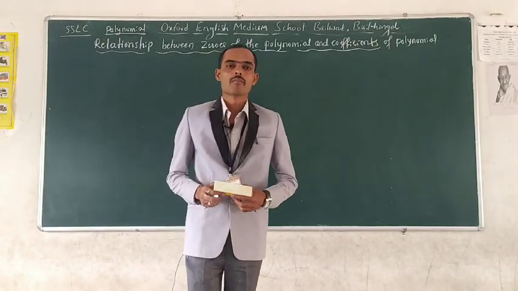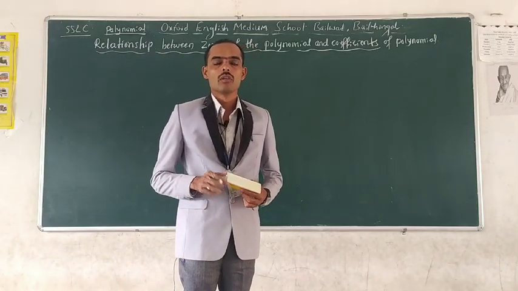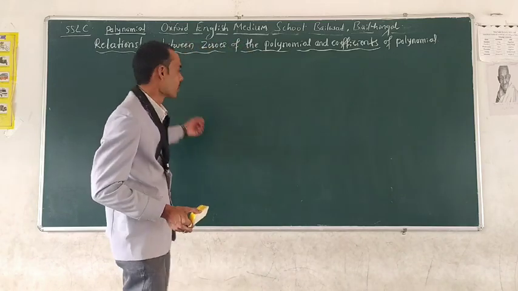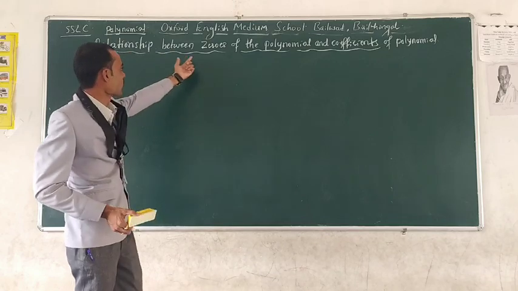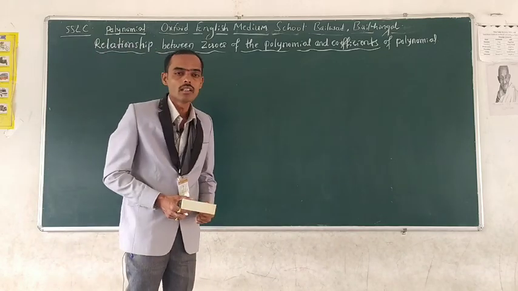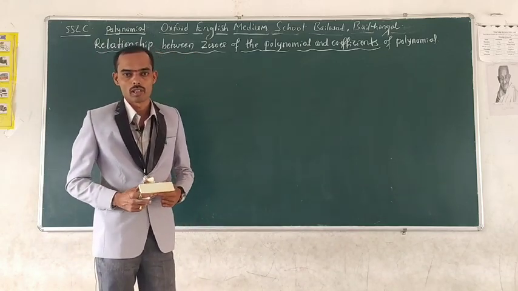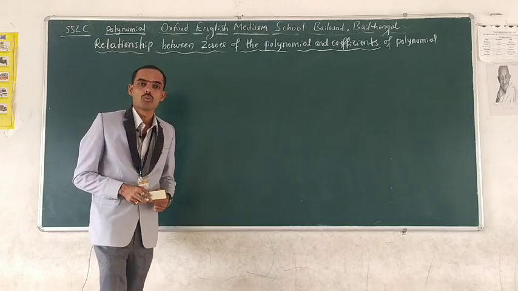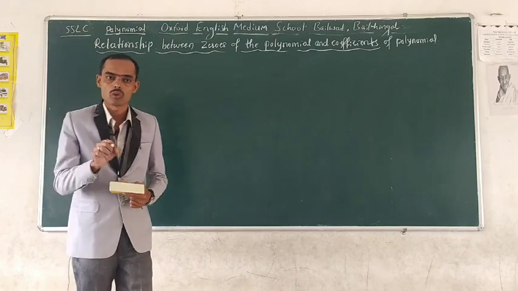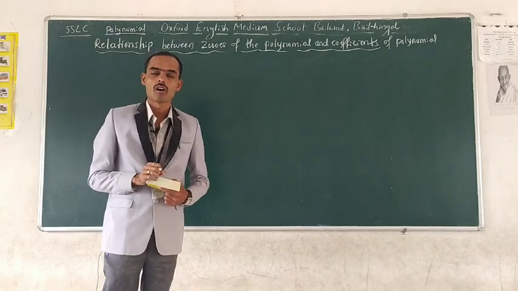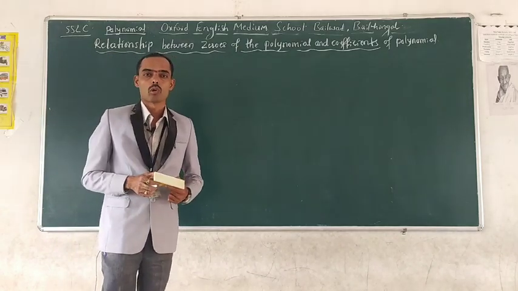My dear 10th students, today we have to learn a new concept in polynomials, that is the relationship between zeros of the polynomial and coefficients of the polynomial. Already I taught you what the zeros of the polynomial are. The zeros of the polynomial are also called roots of the polynomial or solutions of the polynomial.